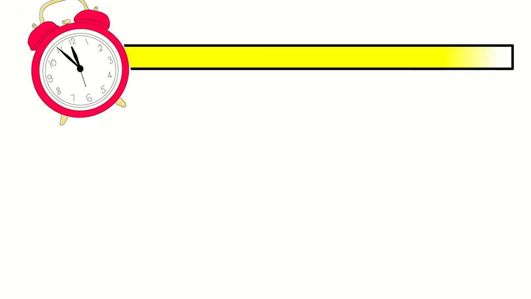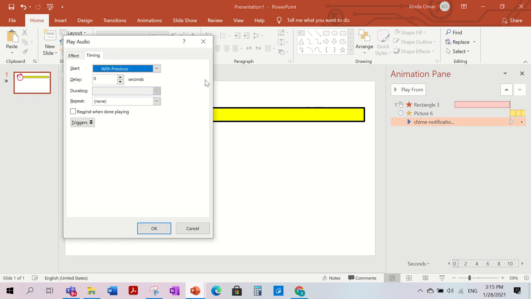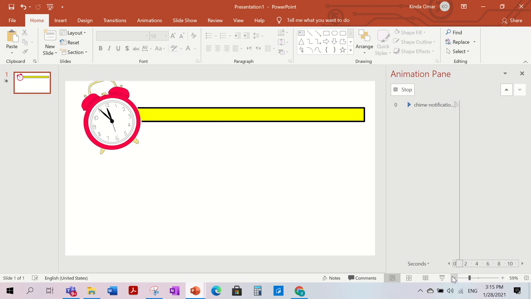Okay, so now you start the timer, and right when it's done, we need to put the sound with it, so start after, with previous, and again, this one needs to be 3 times, so repeat 3 times. So now let's try it. Yeah, that's how it's gonna sound. So let's try it. You press the space bar for the time to start.